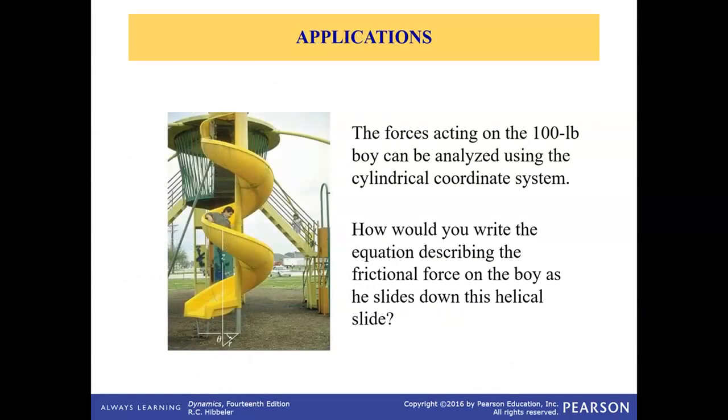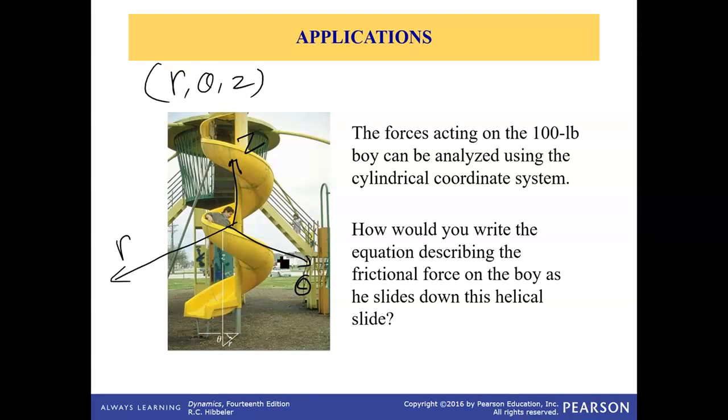The forces acting on the 100 pound boy can be analyzed using the cylindrical coordinate system. If we consider the boy as a particle, then we define the axes: this is the radial direction r, this is the transverse direction theta, and this is the z direction. So we have set up the cylindrical coordinate system that has r, theta, and z axes.